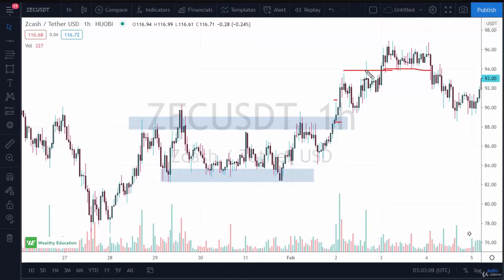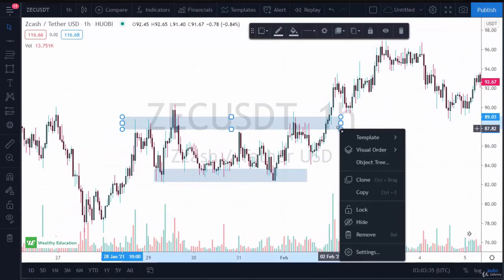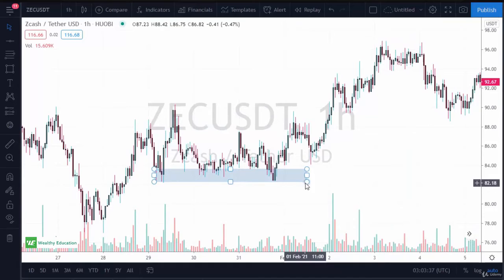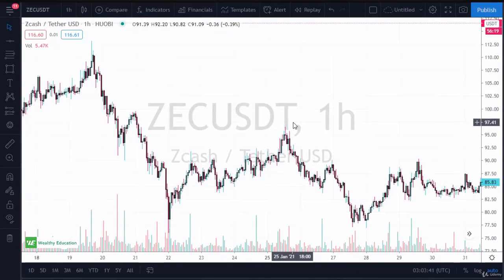This was resistance, becomes support. We break down through support. We go on, find a little bit of a hammer here at 90 and then bounce again. So there are all these little micro setups as well. It really comes down to the market that you are trading. Something like Zcash you can trade on the lower time frames.